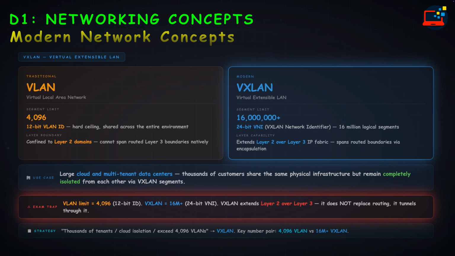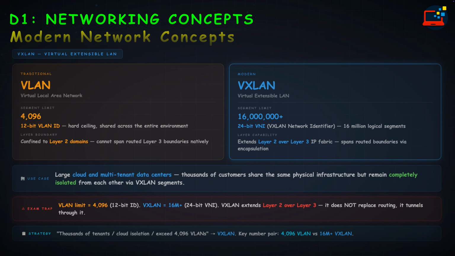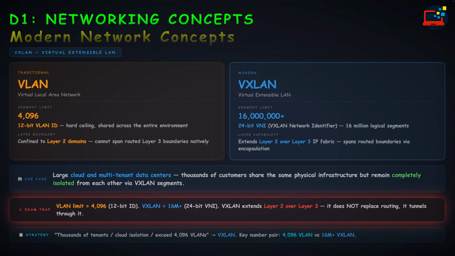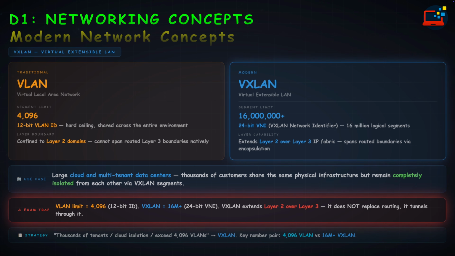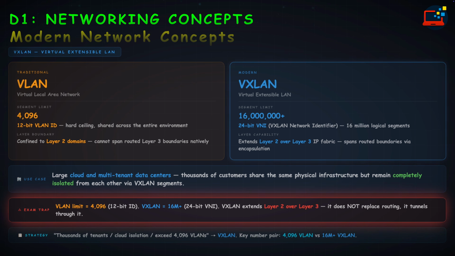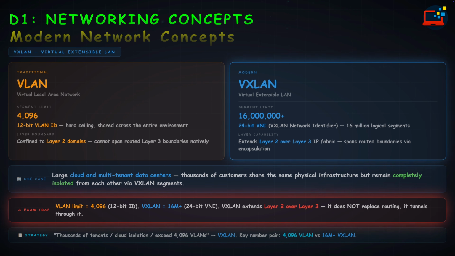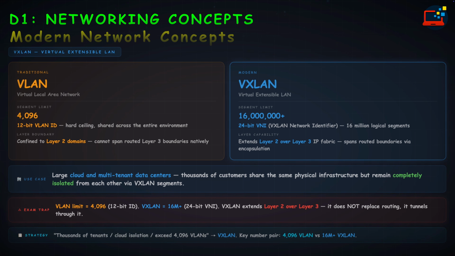VXLAN, Virtual Extensible LAN, extends Layer 2 network segments over a Layer 3 IP fabric. Traditional VLANs are limited to 4,096 segments. VXLAN supports over 16 million logical network segments. This is critical in large cloud and multi-tenant data center environments, where thousands of customers share the same physical infrastructure but must remain completely isolated.